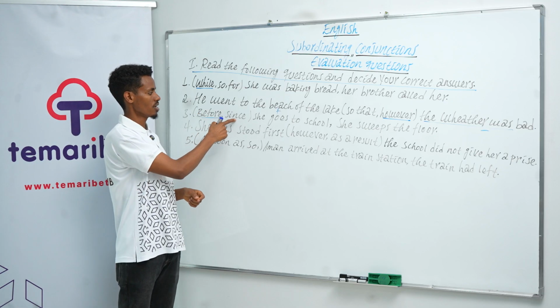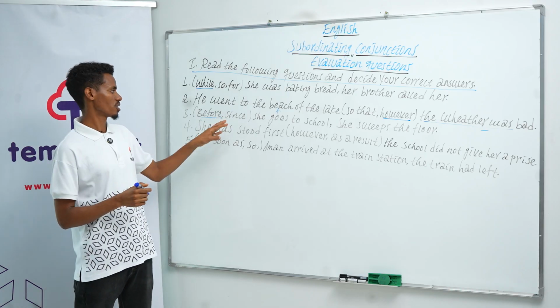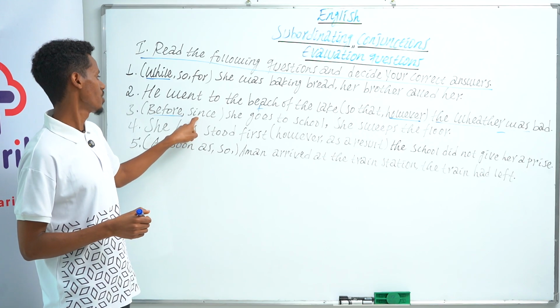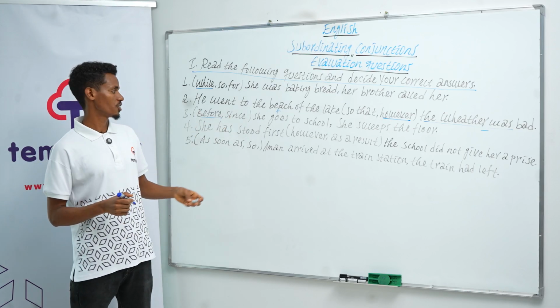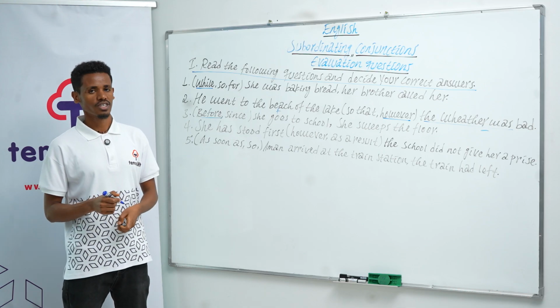Whereas with the subordinating conjunction since, we use since, because, in order to, for, etc., to refer to the reason for something.